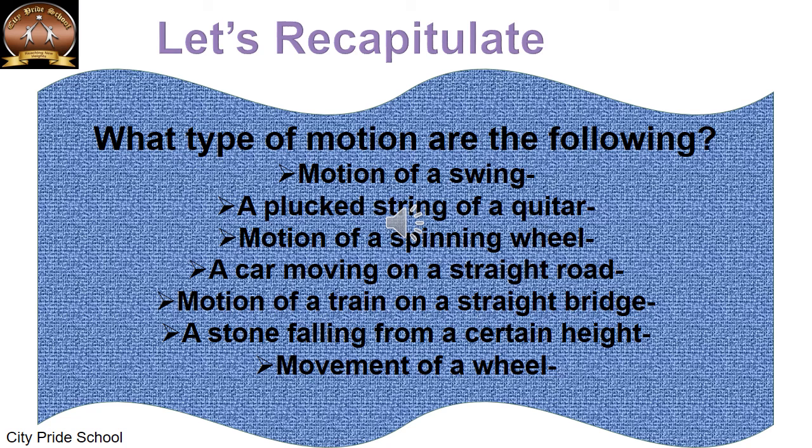The motion of a train on a straight bridge will be translatory again. A stone falling from a certain height is translatory and rectilinear, right? And the movement of a wheel again will be circular and rotatory.